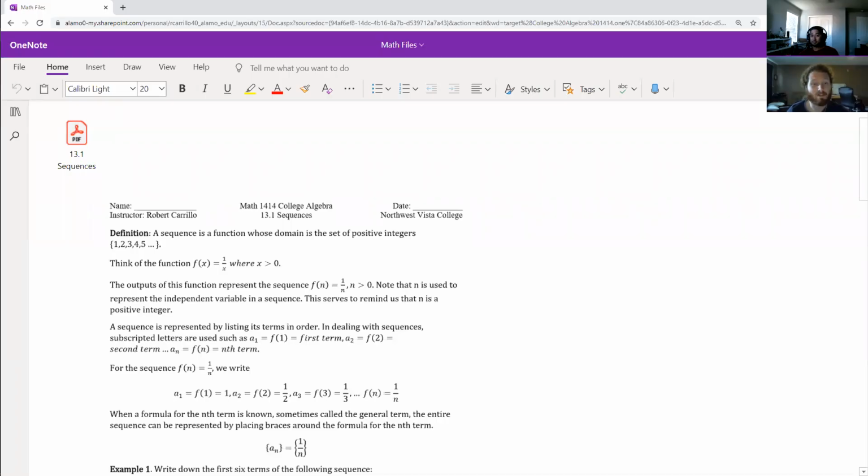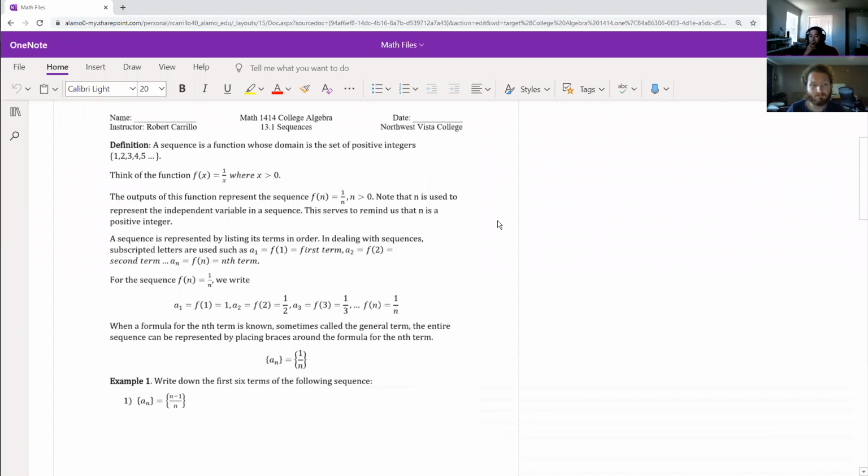I'm going to be teaching you this lesson today. We're covering 13.1 sequences. So let's go ahead and get started. So we have a definition to start.